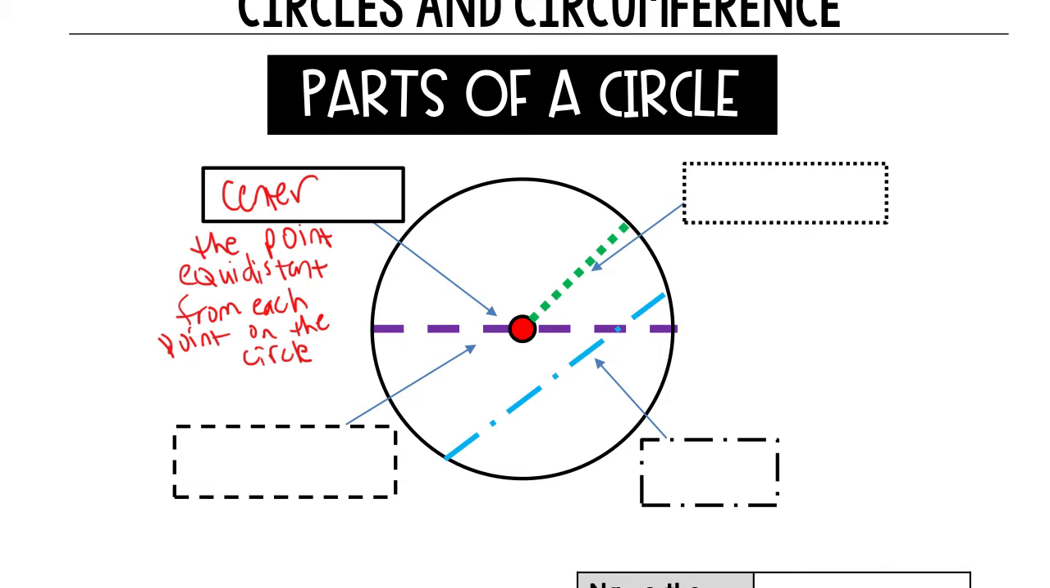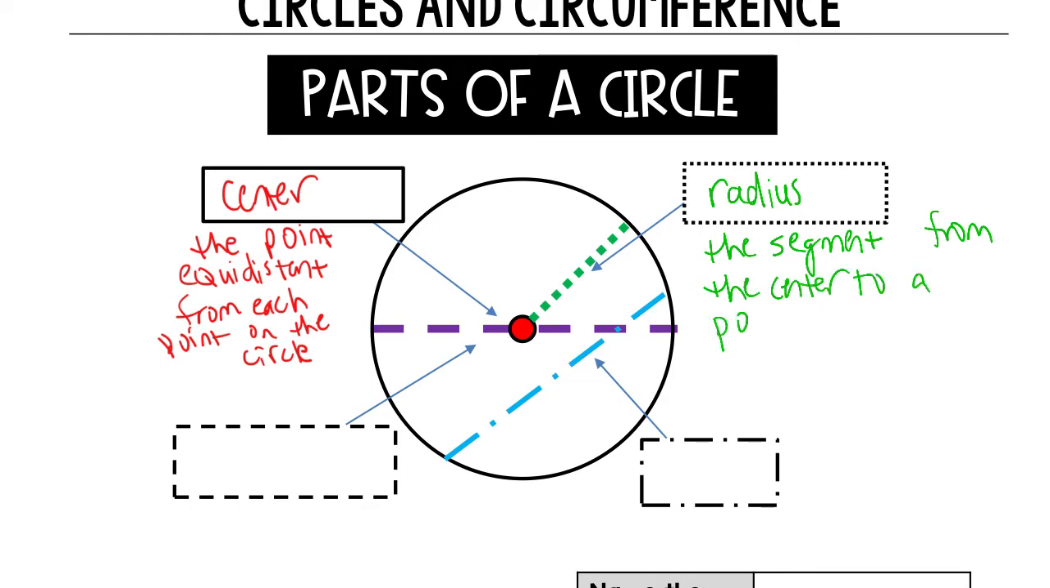Next, we have this lovely dashed green line right here. You might be able to guess what this is called. It's the radius. It's this segment from the center to a point on the circle. So from the center to the outside of the circle is what the radius is.